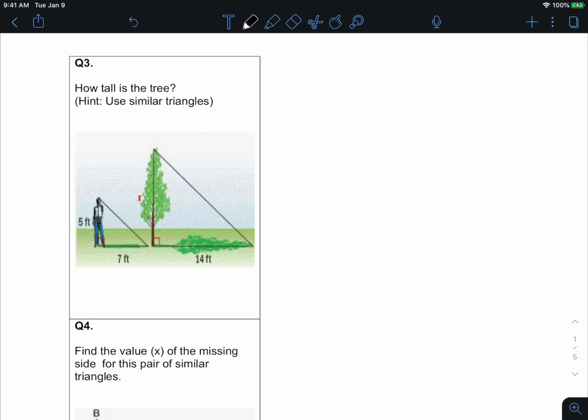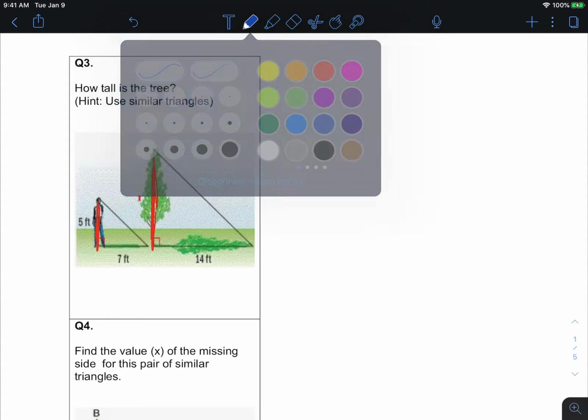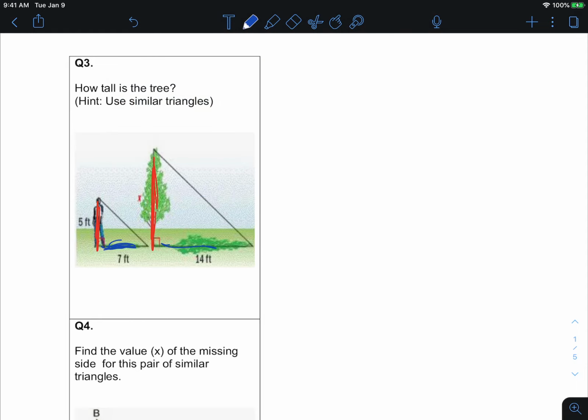When I look at stuff like this, I always identify the two sides of the triangle that match. You know what I mean? I'd match this one up with this one, obviously. The shadows are shadows, and height with height, right?